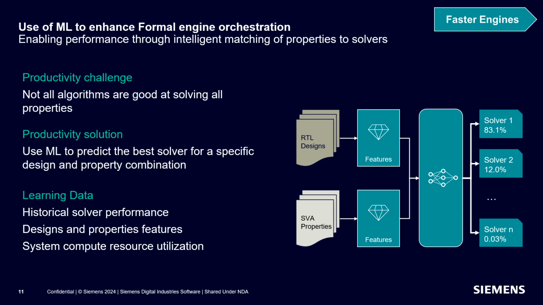What we learn from is historical solver performance, and we learn from design and property features, and we also learn how much computing resources were used in the past formal verification.